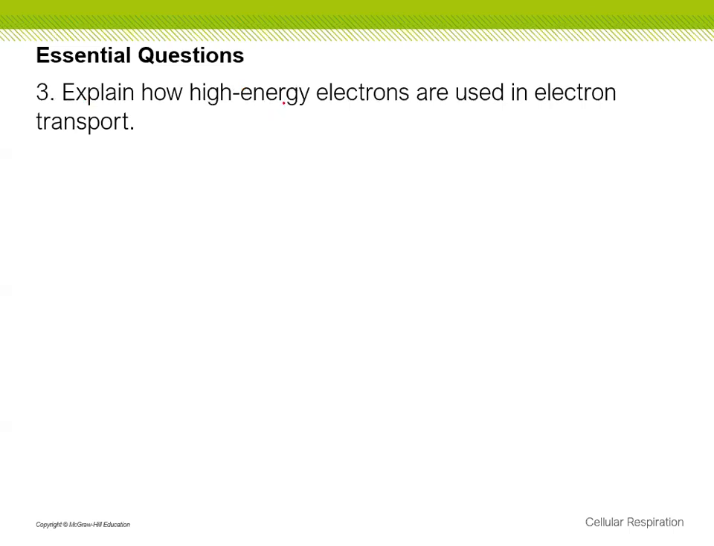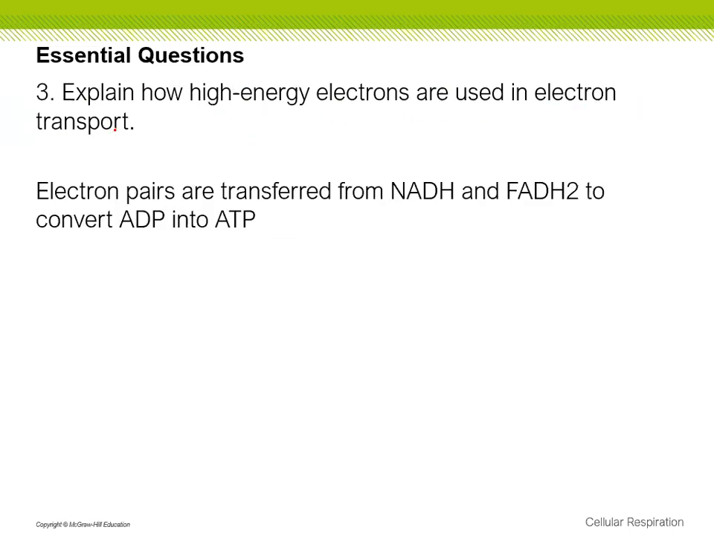So next one here is, how are these high energy electrons used in the electron transport? What ends up happening is that in electron transport, electrons are transferred from the NADH to the FADH2. Those convert that ADP into the ATP. They convert this into our batteries. You see ATP, you think batteries.